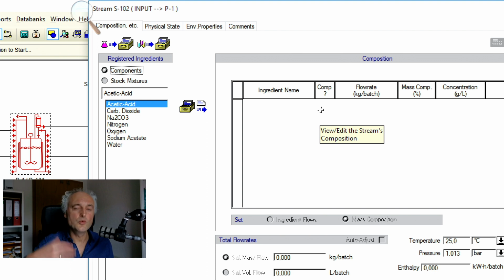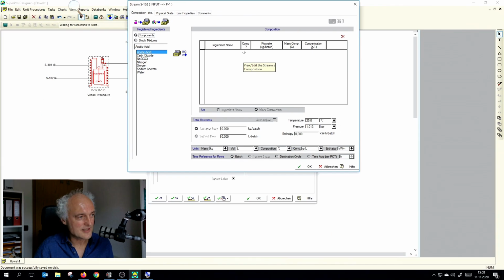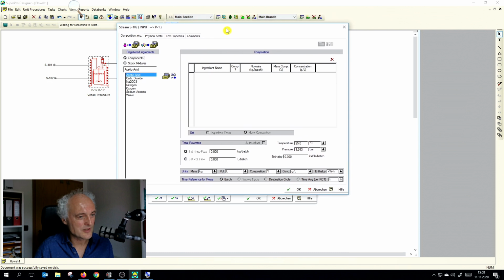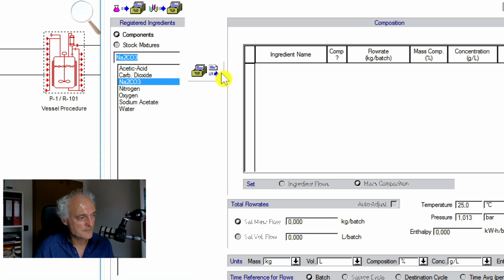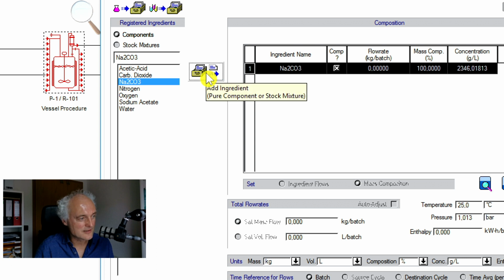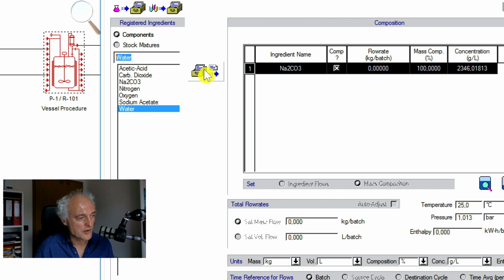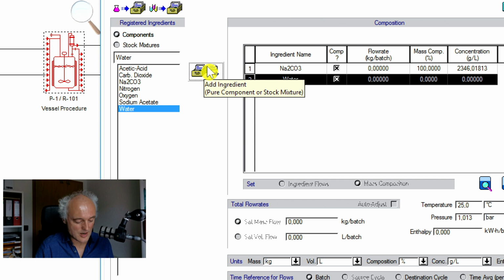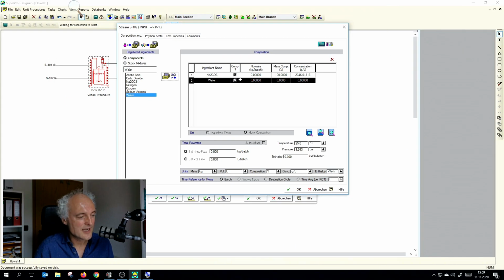And here we are, a new window opens. But the cool thing is that you have already seen this window, because this is exactly the window which gives you the stream composition. That's cool. It's something which is not new to you. So you go there and you remember the first stream was our acetic acid stream and the second stream is our sodium carbonate stream. So what you do is you simply add sodium carbonate, add ingredient, and of course also here water, add ingredient. So now we have initialized the stream, and now the same is true.